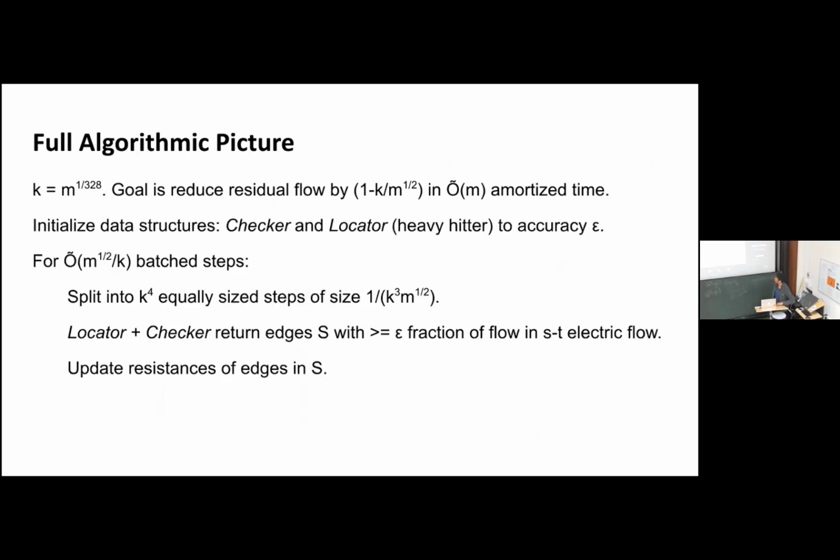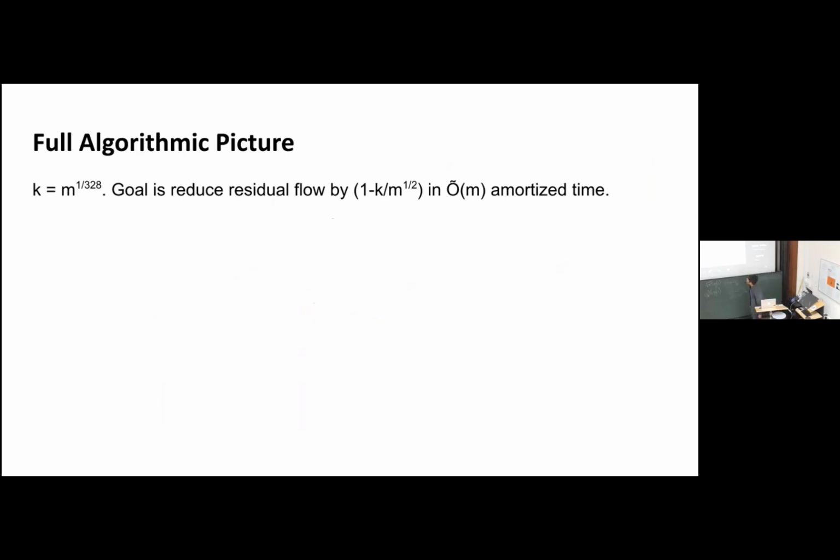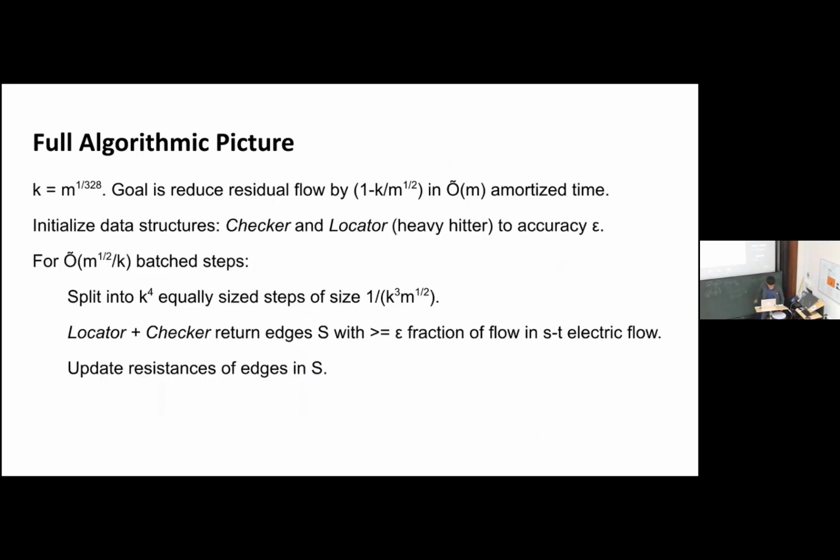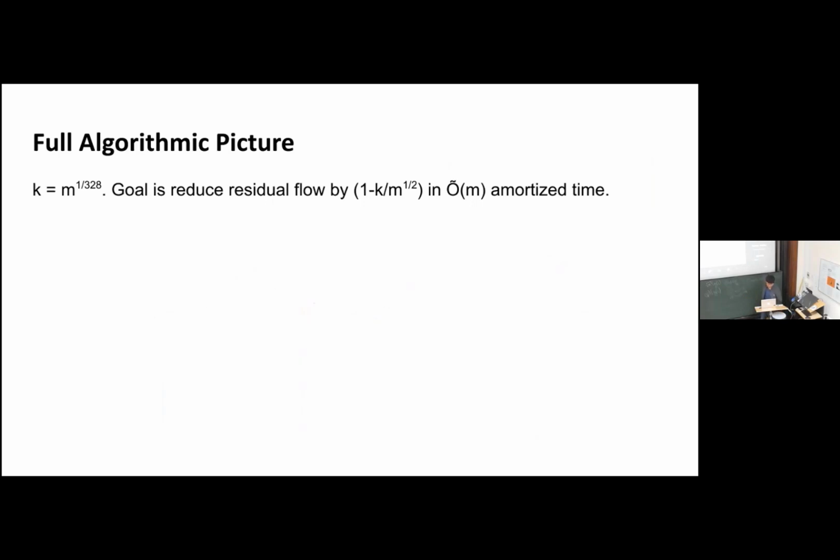Let me now give a more full algorithmic picture and a heuristic analysis of why this could possibly work. We're going to set this factor k to be m to the 1 over 328, something slightly super constant, and our goal is to reduce the amount of residual flow by a factor of 1 minus k over square root m in O(m) amortized time. If you can do this, then you're getting slightly better than a total of m to the 1.5 runtime.